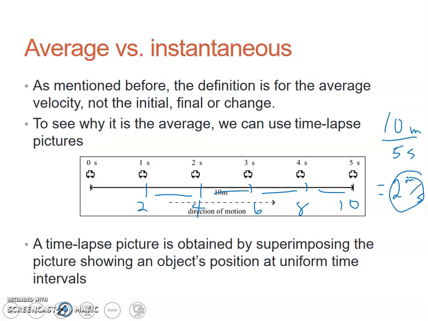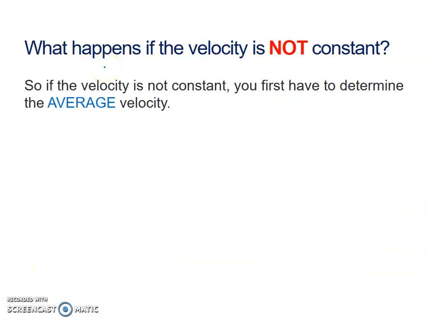The instantaneous speed is what your speedometer would show you. It's what your speed is at that instant of time. In this case, the instantaneous speed is the same as the average speed because it's not changing. But if the velocity is not constant, then you have to determine the average. Well, here's where our talk of acceleration can help you out a little bit.